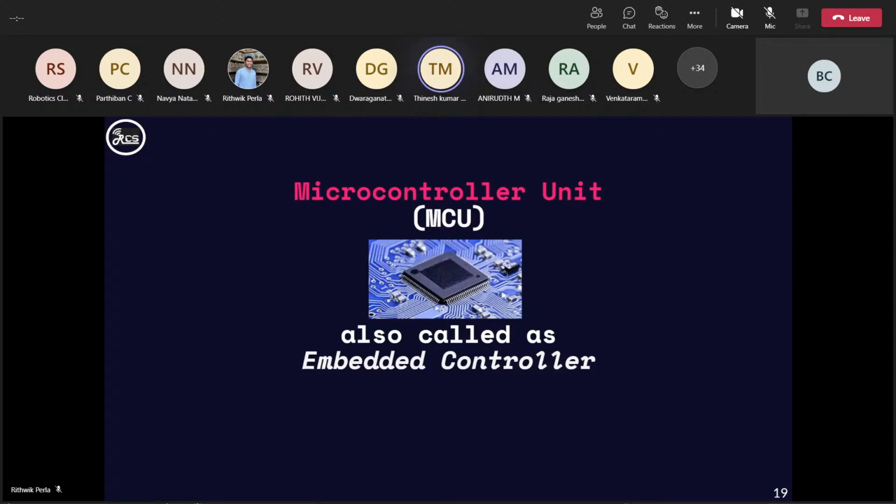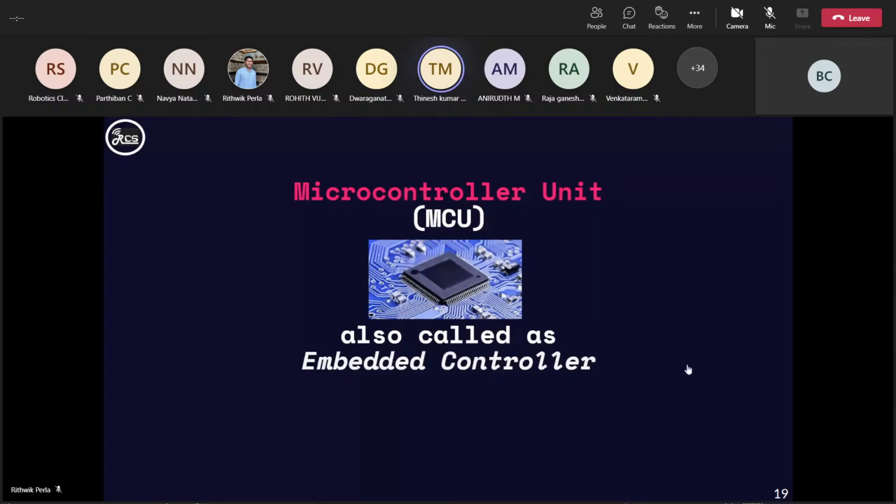Embedded is a new word, it seems. Does anyone know about embedded? Has anyone heard about embedded already? If you know, just raise your hand, or you can put your answers in the chat box. Because I'm really interested in knowing who all know about embedded. If you know, then you are brilliant. Yeah, embedded systems. Yeah, that's correct. You are brilliant, right? You know about embedded systems already.